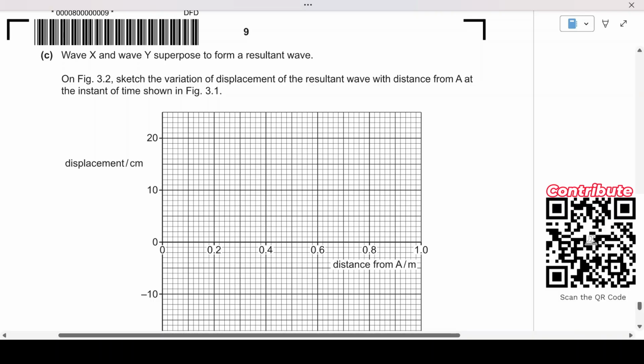So we have two waves, they superpose, which means they combine, they overlap, and they form a resultant wave. On figure 3.2, sketch the variation of displacement of the resultant wave with distance from A at the instant of time shown in figure 3.1. Okay, so distance from A.